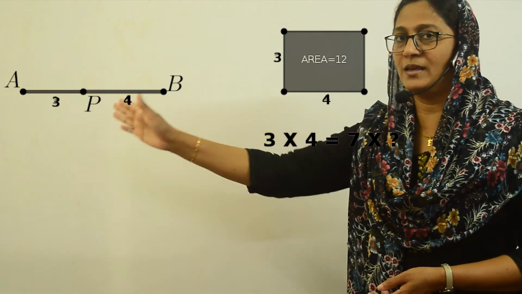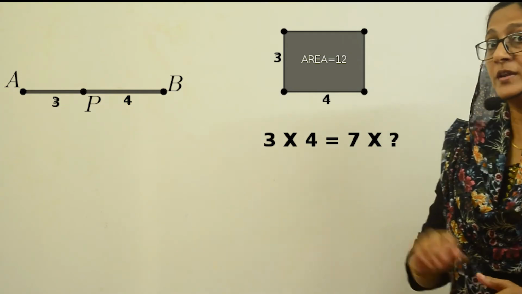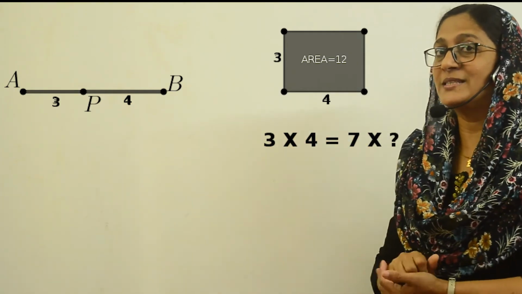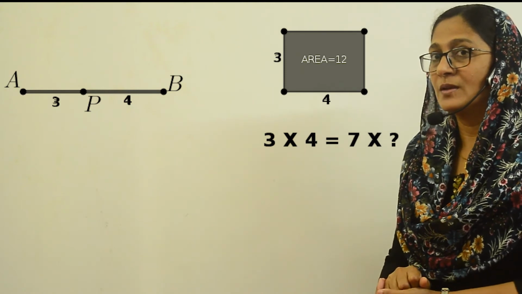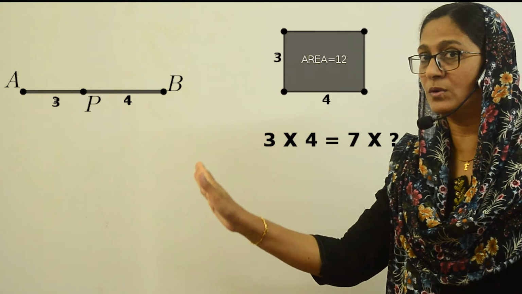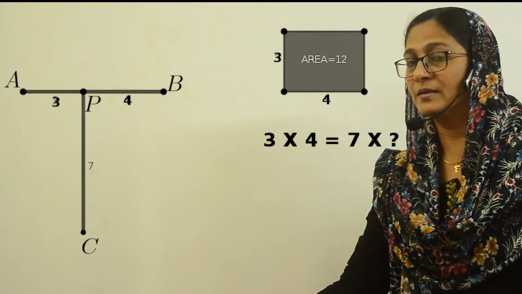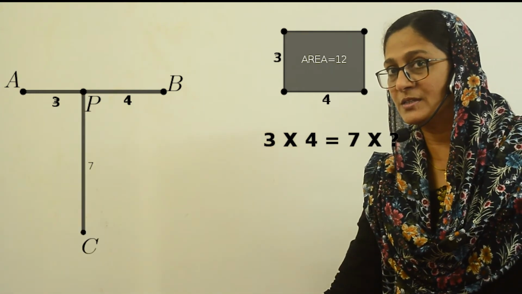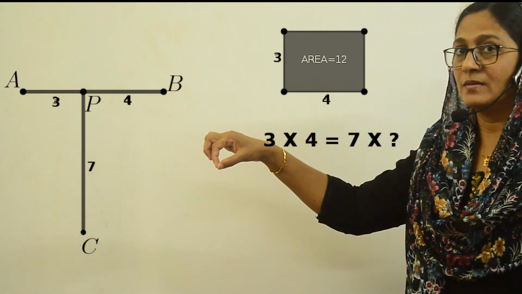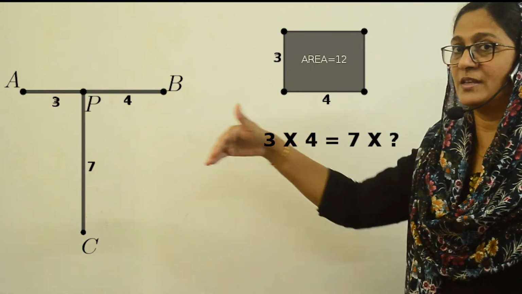Let's mark it as A, B. Now in our second chord, one of the parts should be 7 centimeters. So I am going to draw a perpendicular line below the chord AB, which is 7 centimeters, from the point P, where it separates 4 centimeters and 3 centimeters.